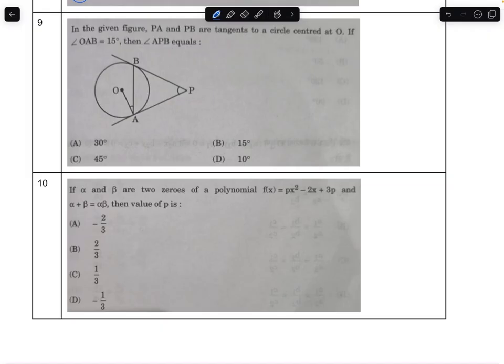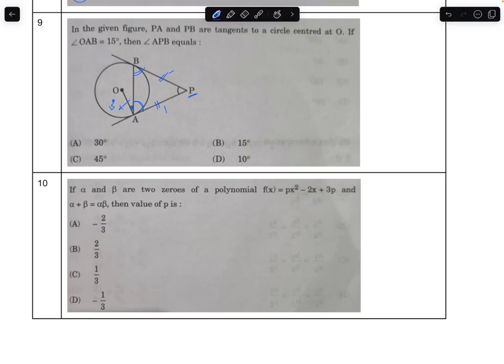Question 9. In the given figure, PA and PB are tangents to a circle centered at O. If angle OAB is 15 degrees, then angle APB equals. P is an external point. AP and BP are tangents. By the property of tangents, we know that PA is equal to PB, which means this triangle APB is isosceles. That means the angle PAB and the angle PBA both are equal.